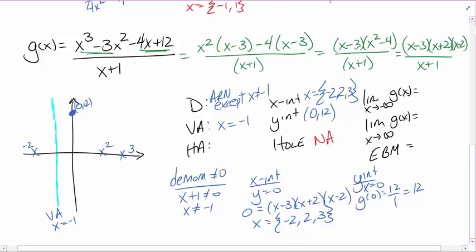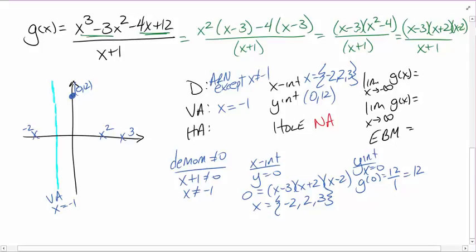What else do we need? Oh, so now the last thing that's left, we need to discuss this horizontal asymptote, the limits way out to the right, the end behavior model. So if I'm going to discuss the end behavior model, I'm going to look at the x cubed over the x. This is our scenario where the numerator is larger than the denominator. This is going to simplify to y equals x squared.